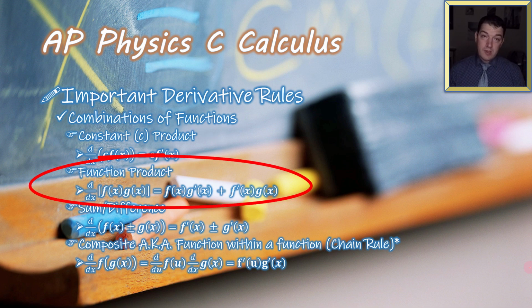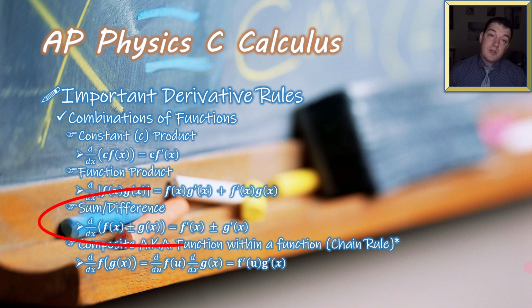as well as the function product rule. Function product rule is if we see two functions that are being multiplied by each other. In that case, we can take the first function and multiply it by the derivative of the second function and add to it the derivative of the first function times the second function. It's kind of an interesting situation there. We don't multiply the derivatives. We multiply the function by the derivative of the other function and then switch it and add them together.